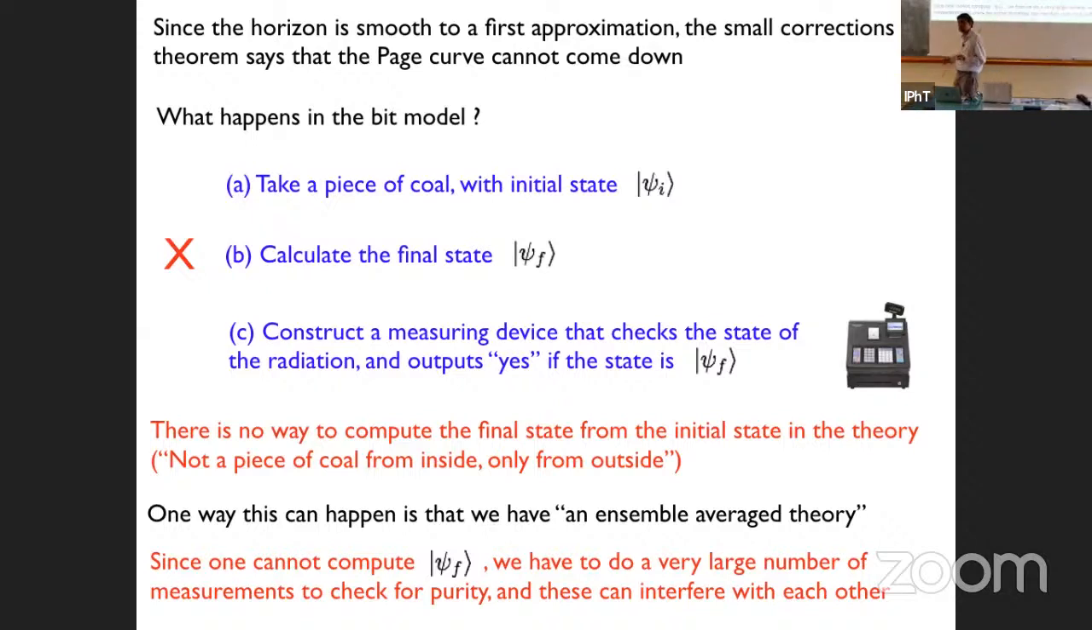And then he says that many baby universes can interfere because the baby universe has e to the S particles, its complexity is e to the S. So if you do e to the S measurements, they'll all interfere with each other. But if you actually had a calculation, you have to just check it once, as we had seen. And he says you can't do that.